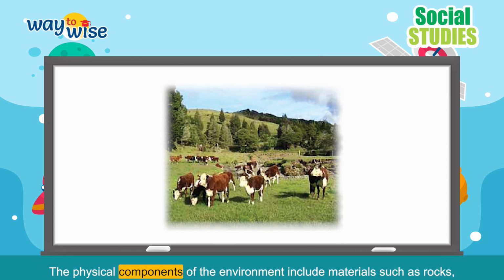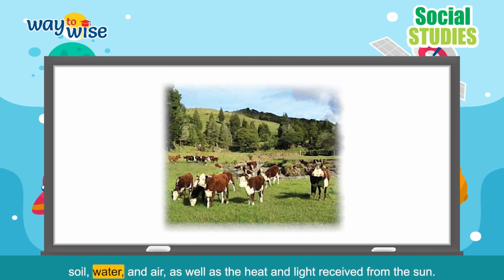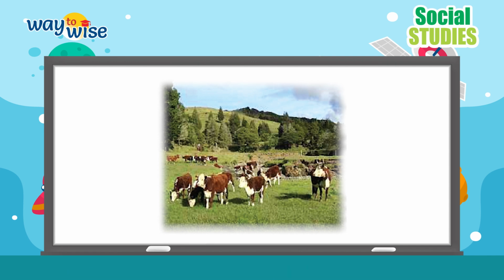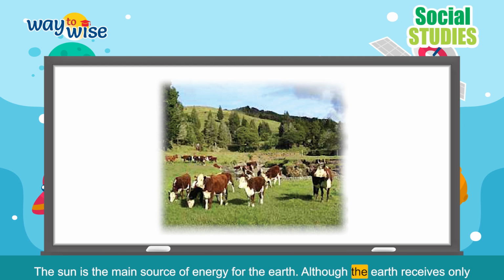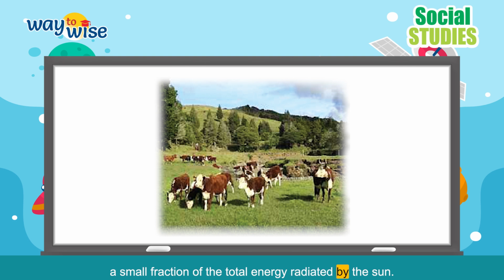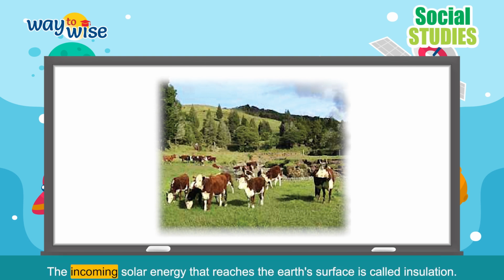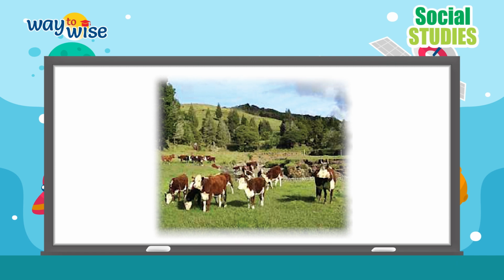The physical components of the environment include materials such as rocks, soil, water and air, as well as the heat and light received from the sun. The sun is the main source of energy for the Earth, although the Earth receives only a small fraction of the total energy radiated by the sun. The incoming solar energy that reaches the Earth's surface is called insolation.